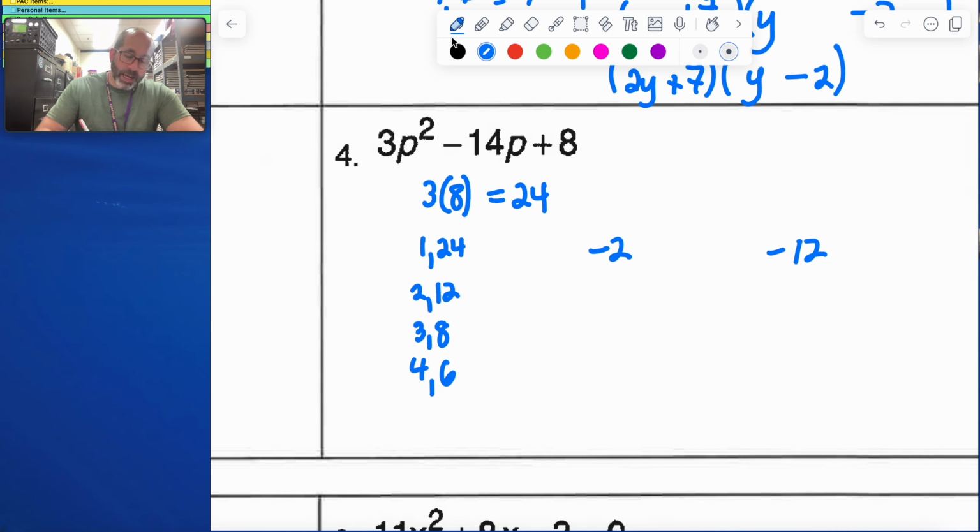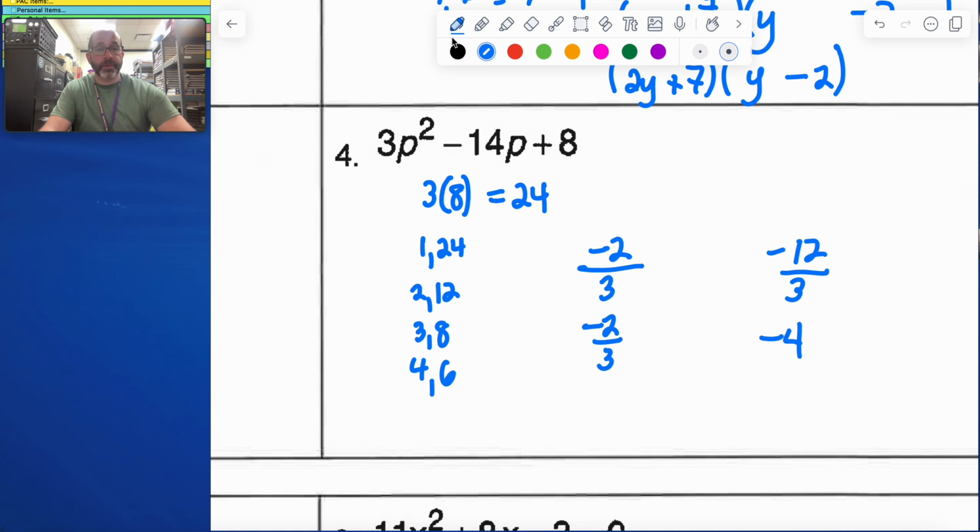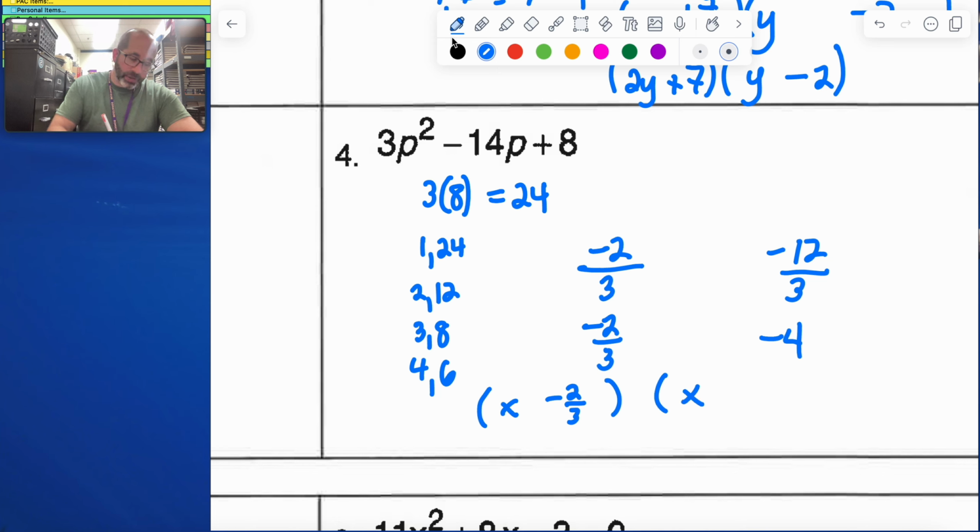Let's divide by our a value, which is 3. Reduce our fractions, which this reduces. The other one, I'm sorry, negative 2 over 3 does not reduce. Negative 12 over 3 does reduce. It becomes a negative 4. We will write our factors out. We're going to have x minus 2 over 3 and x minus 4. Sweep that 3 over. We get 3x minus 2 and x minus 4.